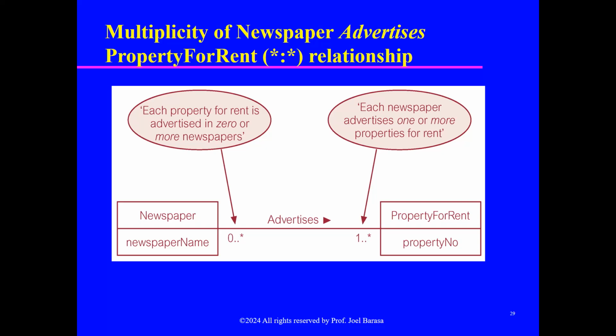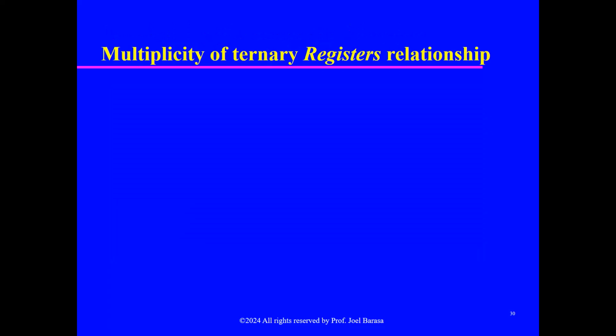Each property for rent is advertised in zero or more newspapers. So you can say zero asterisk. So that is one to many. Each newspaper advertises one or more properties for rent. So you can put there one, then many, and so on.